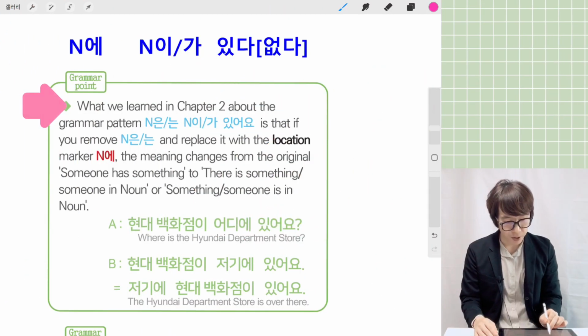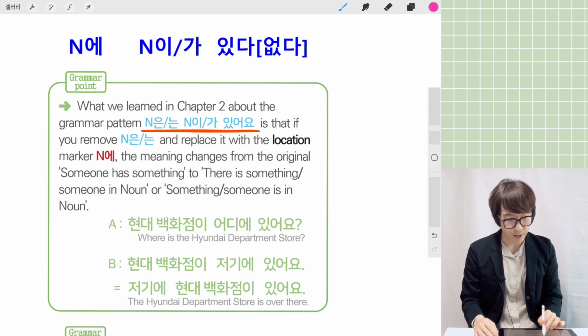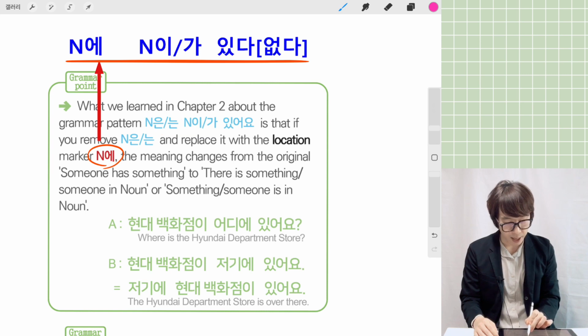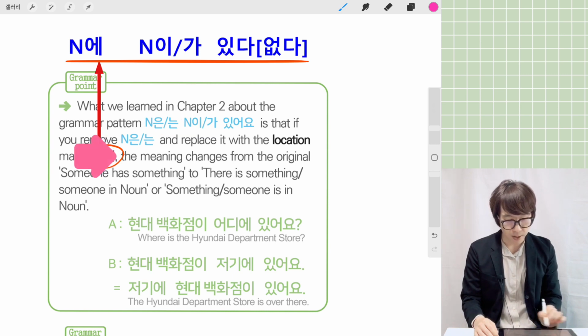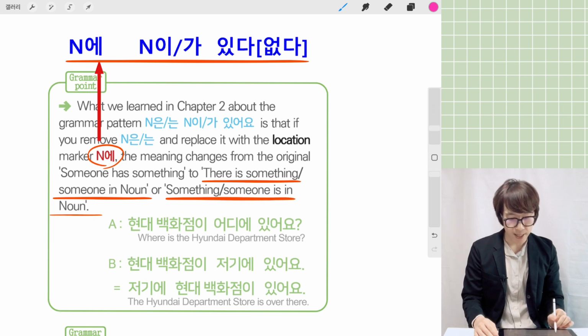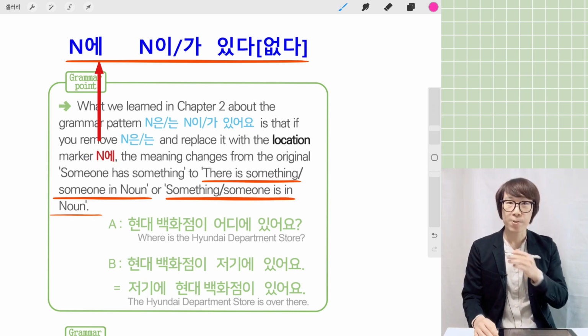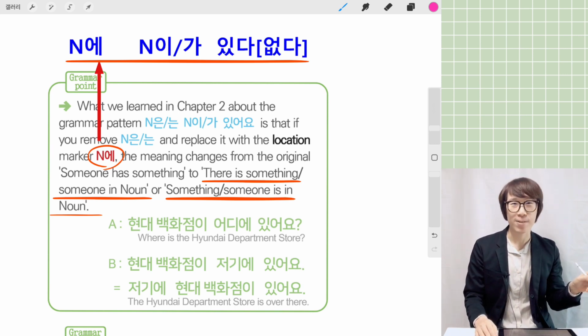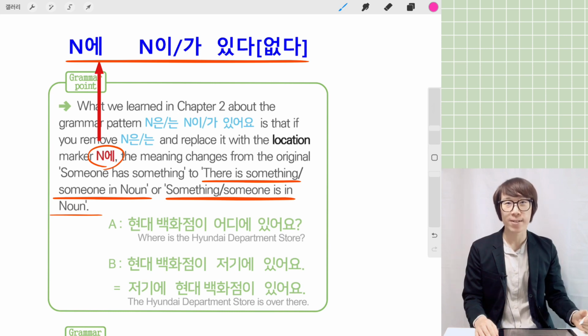What we learned in chapter 2 about the grammar pattern noun은 noun이/가 있어요 is that if you remove noun은 and replace it with the location marker noun에, you can put noun에 noun이/가 있다 없다, and the meaning changes from the original. Someone has something becomes there is something, or someone or something is in somewhere. So if you use noun에, the translation changes, like there is something, or someone is in somewhere.